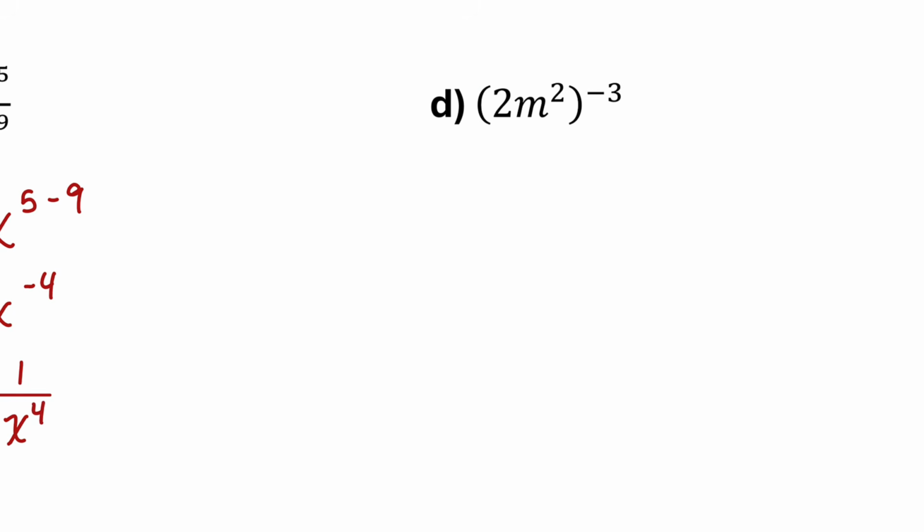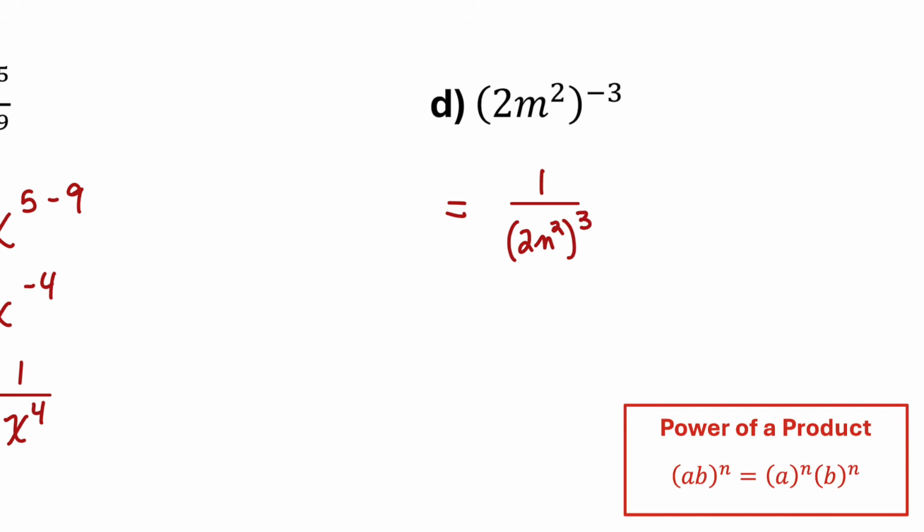And then for part D, I have a base raised to a negative exponent. I can change the sign of that exponent by writing it as 1 over that power where I keep the base the same, 2m squared, but I change the sign of the exponent, making it positive 3. And now I can use my power of a product rule, which tells me this exponent of 3 has to be applied to both factors of the base, the 2 and the m squared. So this would equal 1 over 2 cubed and m squared cubed.